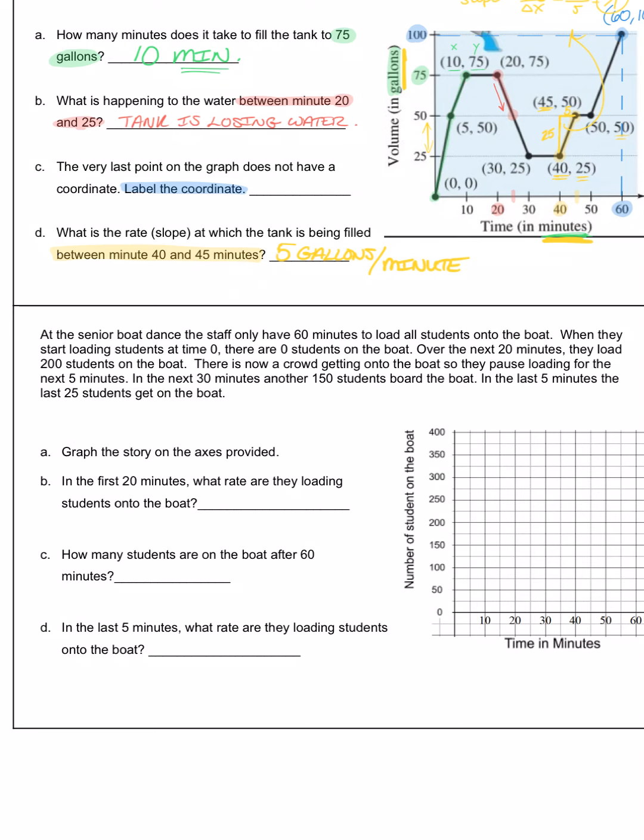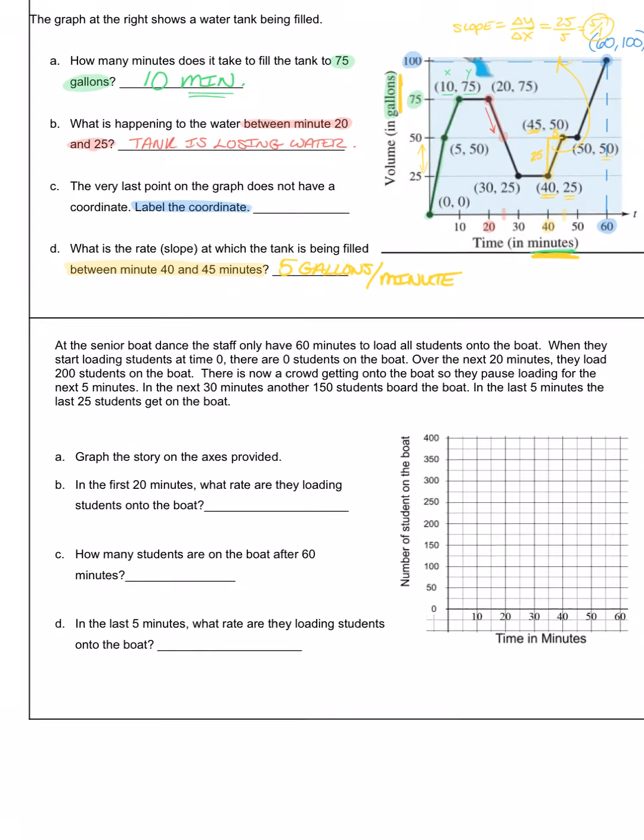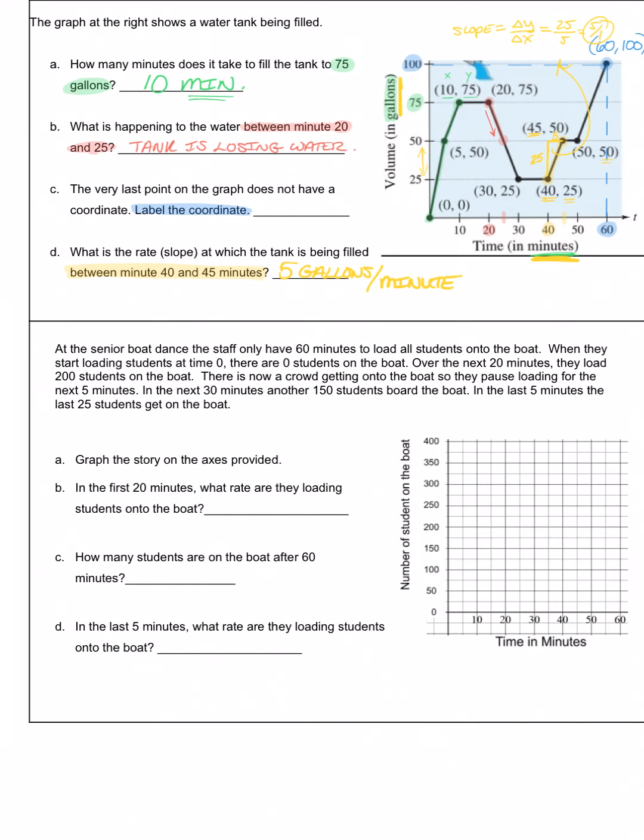All right, the next problem says the following. We want to basically create a situation. I will read. It says, at the senior boat dance, the staff only have 60 minutes to load all students onto the boat. So this actually happened. There was a senior boat dance, which is kind of cool. When they start loading students at time 0, there are 0 students on the boat. Makes sense. Over the next 20 minutes, they load 200 students on the boat.